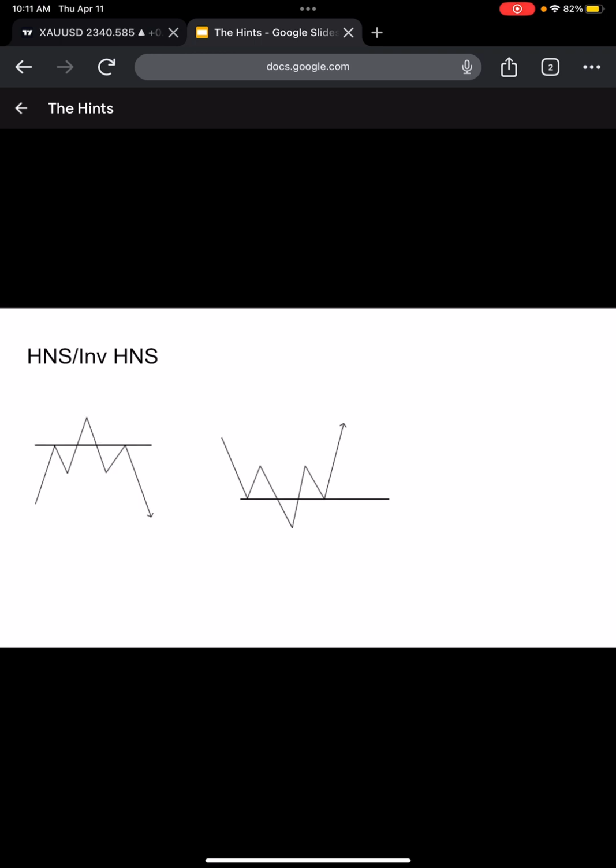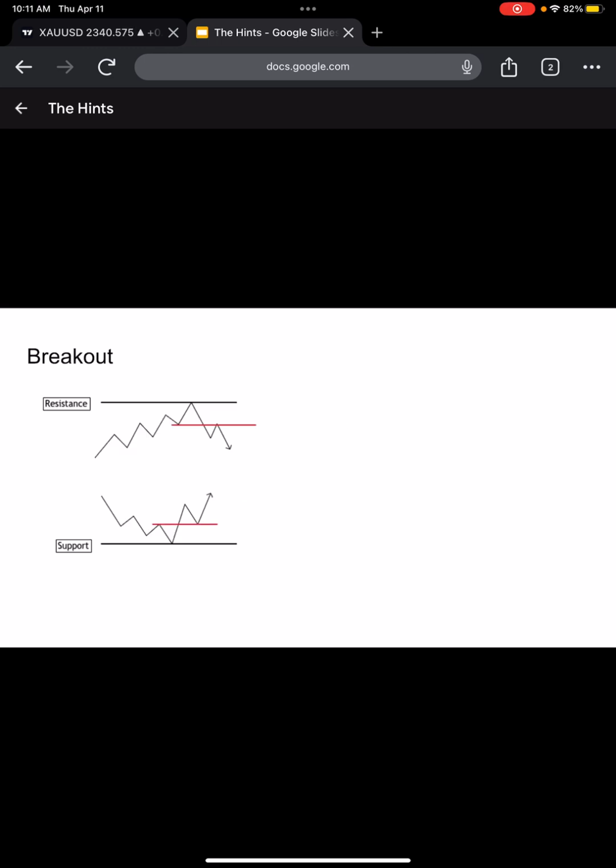Head and shoulders is a very common pattern. I'm sure you've seen it plenty of times. Breakout is the same thing. When price approaches a resistance, you wait for the breakout, pullback, and then you enter. Same for support: you wait for the breakout, pullback, and enter. Now I'm going to go to the charts and show you what I mean.